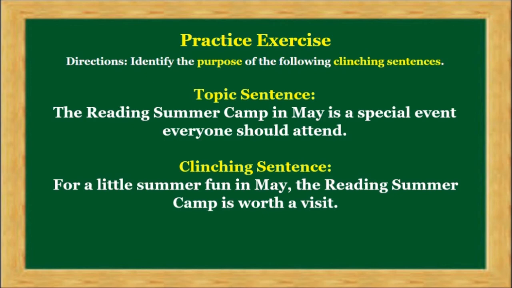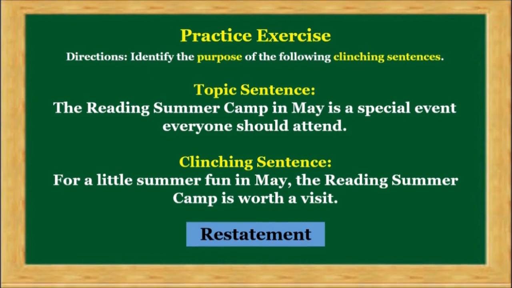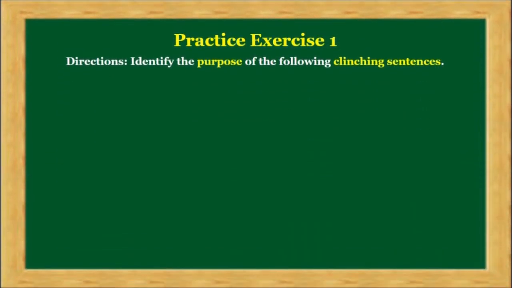The topic sentence is, the reading summer camp in May is a special event everyone should attend. The clinching sentence is, for a little summer fun in May, the reading summer camp is worth a visit. What does the clinching sentence do? Correct. To restate the topic sentence. Let's have another one.